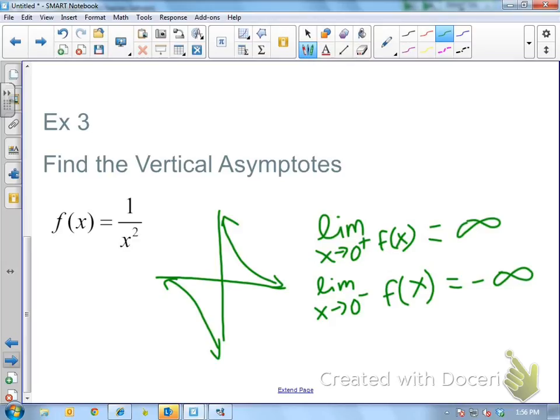What if I had 2 over x minus 1 instead? What number should I be looking into on this? What would make the denominator 0? 1.